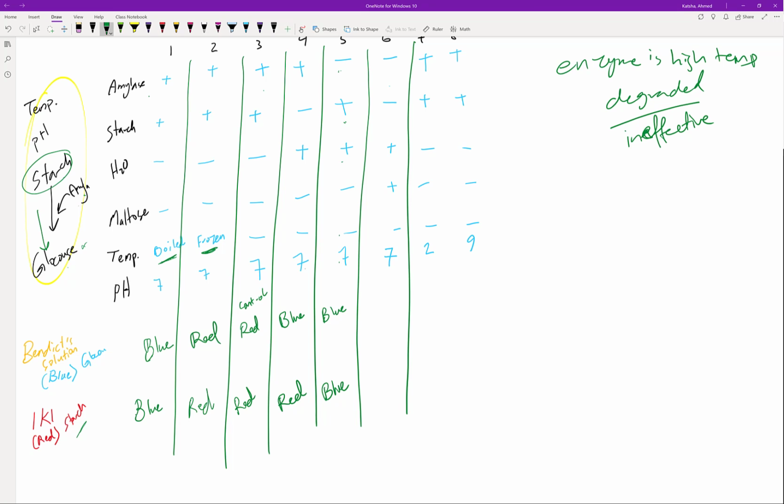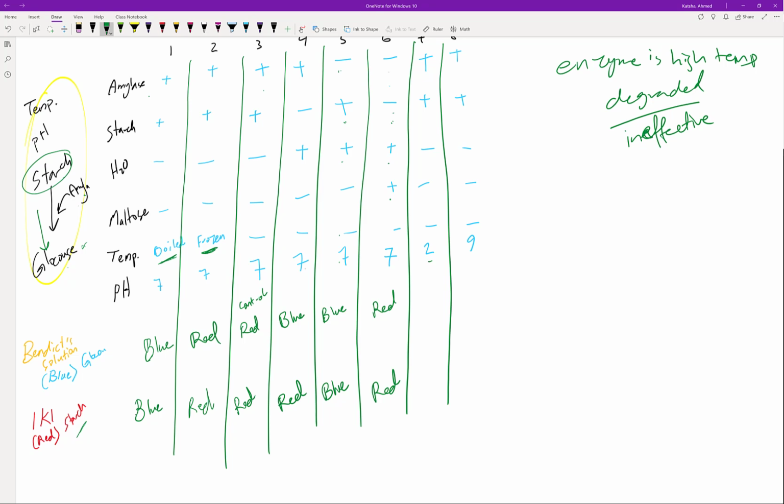Tube number 6, there is no enzyme, there is no amylase, there is no starch. It's only water and maltose. And maltose is a form of simple sugar. So with this tube, Benedict solution is going to turn red because of the presence of the maltose. IKI would remain red. Why? Because there is no starch to start with.